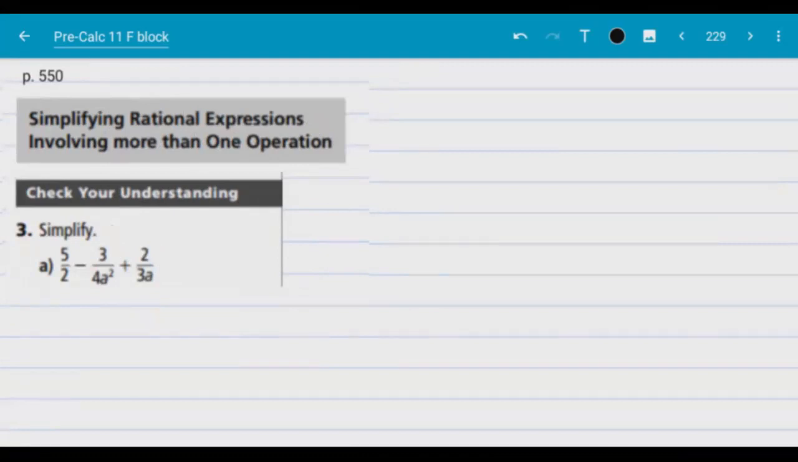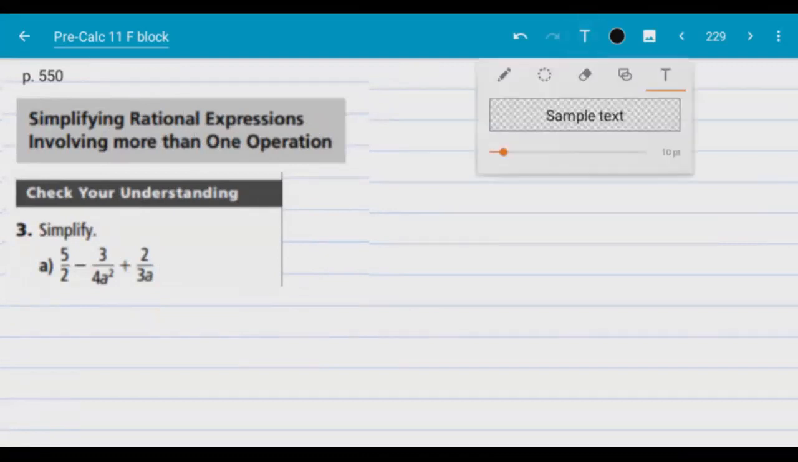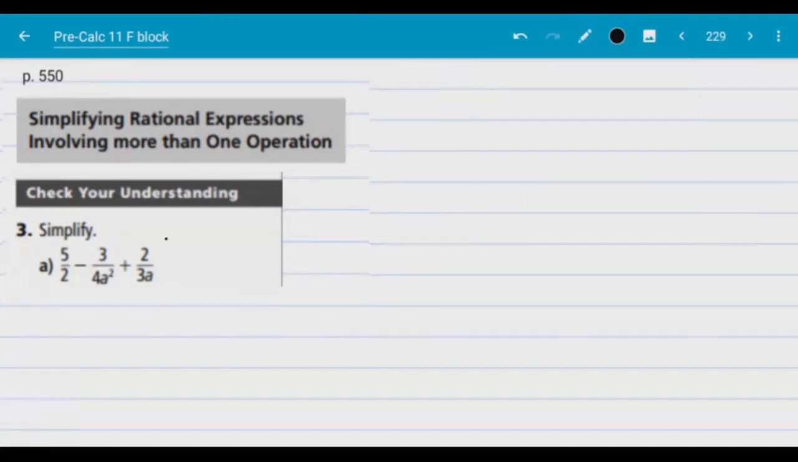So we are going to be simplifying this. We need to simplify this, so that means we have to put them all under the same denominator. To put them under the same denominator, you need to find an LCD. What would an LCD be? An LCD would be the least common denominator.